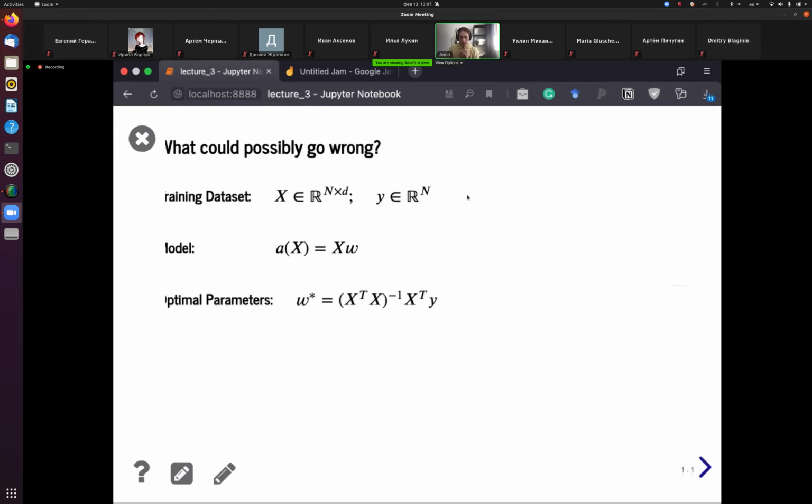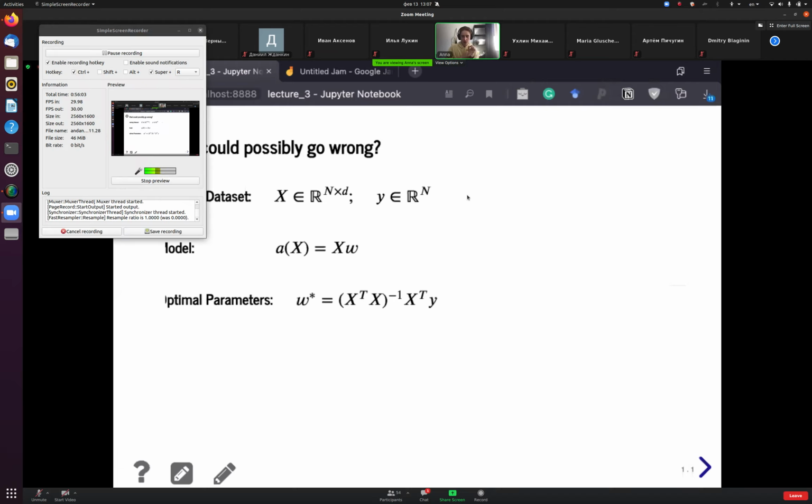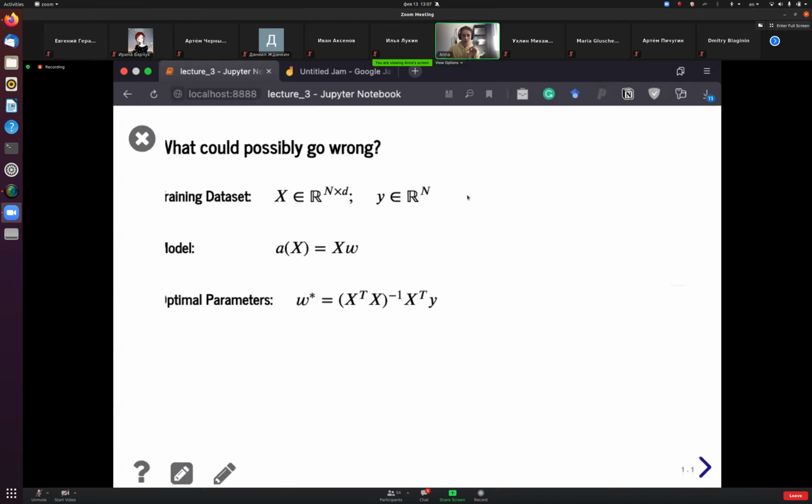Okay, seems like everything is perfect. We don't even need some iterative methods for optimization because we have a closed form solution. But the question is, what could possibly go wrong? So you probably already know that it is not always possible or optimal to use these optimal parameters. So can anyone tell me what can go wrong? Yeah, one option would be that the matrix could be singular. Yeah, exactly. That may be one problem.